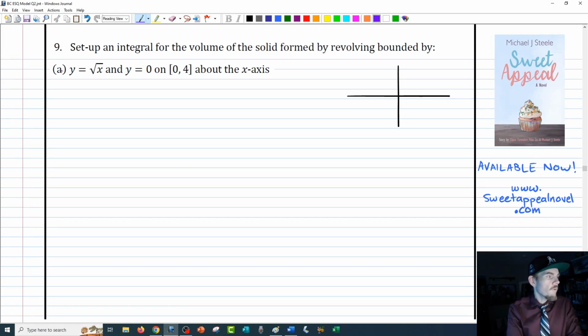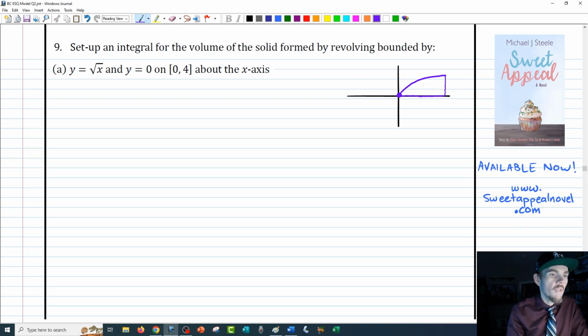To kick things off, for question 9a, we're supposed to set up an integral for the volume of the solid formed by revolving the region bounded by y equals the square root of x and y equals 0 on 0 to 4 about the x-axis. First of all, we can set that up really quickly. We have the square root of x. We have y equals 0, which by the way is just the x-axis. And it's going from 0 to 4. So that's nice. It goes right there.